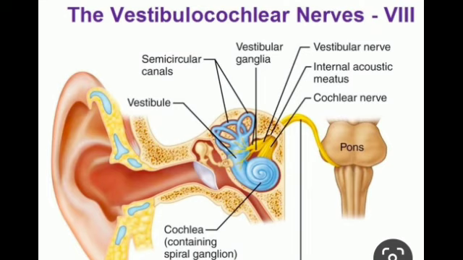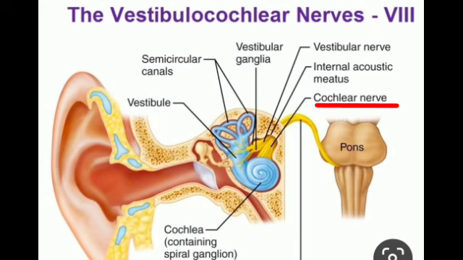The eighth cranial nerve is called the vestibulocochlear nerve. The detailed anatomy of the vestibular nerve we have learned in part 1 of this video. So the vestibular nerve and the vestibular pathway we have already covered. Here in this video we are going to learn the auditory pathway and the cochlear nerve in detail.